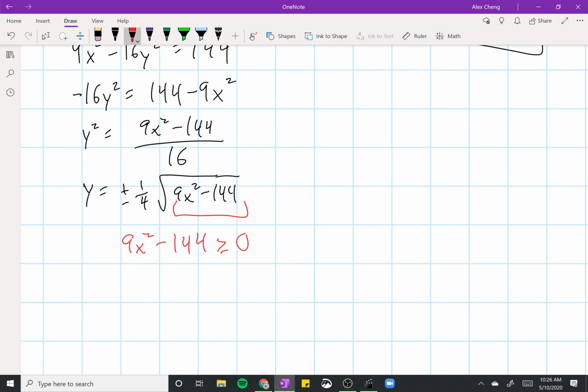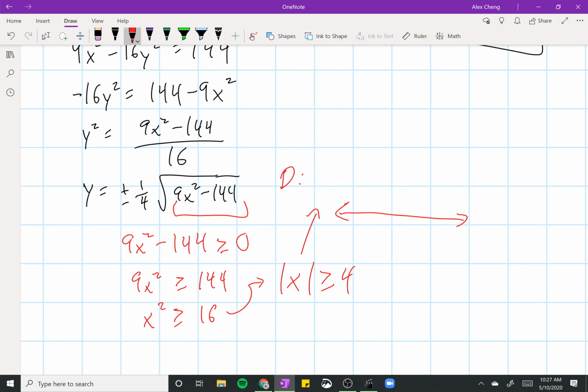So I'll just move the 144 over. 9x squared is greater than or equal to 144. If I divide by 9, I'll get x squared is greater than or equal to 16. And just like before, be careful when dealing with this x squared and the absolute value. If x squared comes out bigger than 16, then the number that you squared must have been bigger than 4 in magnitude. The way we would denote that is that the absolute value of x is bigger than or equal to 4.